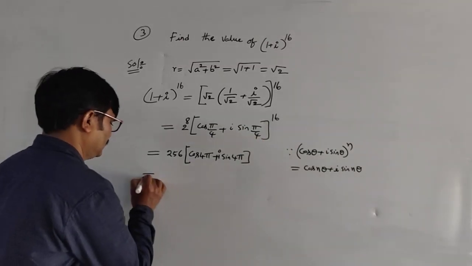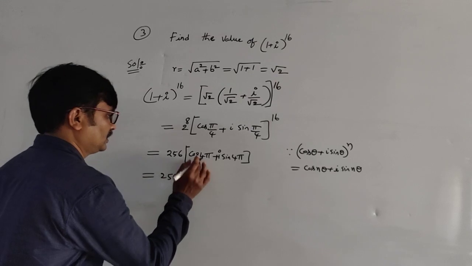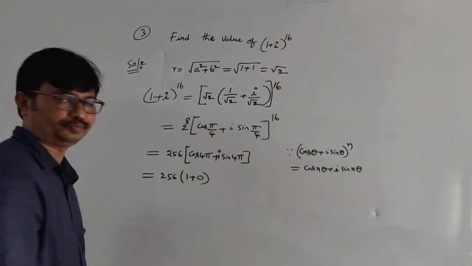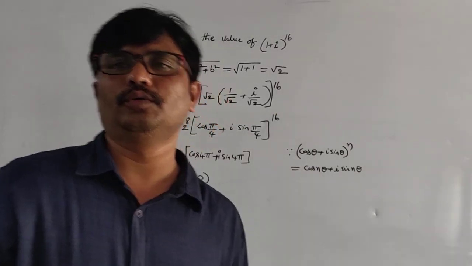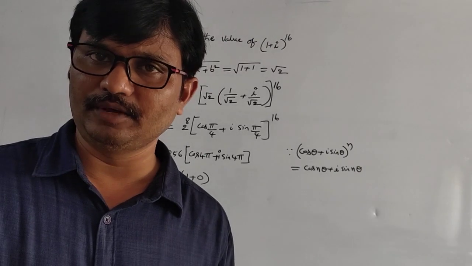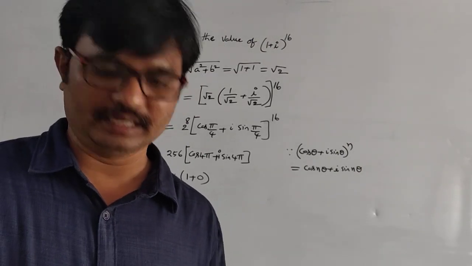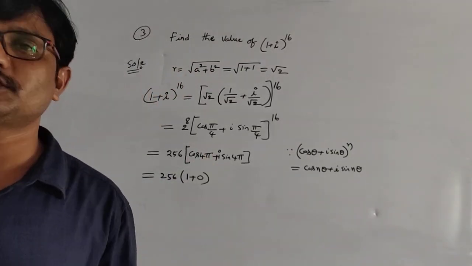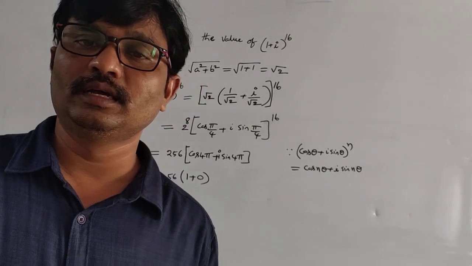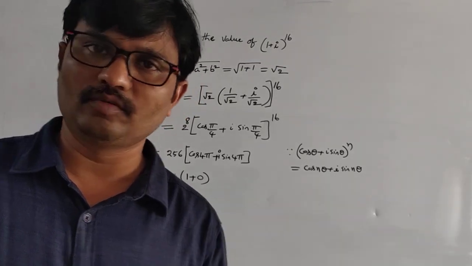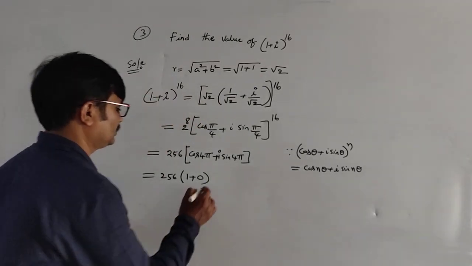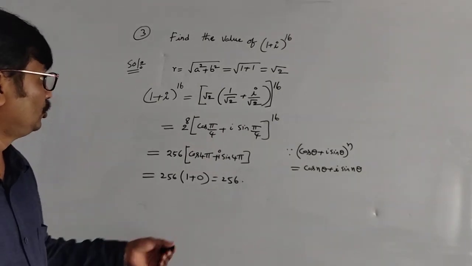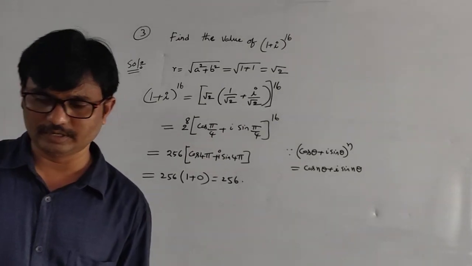So students, this is 256 times cos 4 pi plus I sin 4 pi. Cos of even pi is 1, sin n pi value is 0. We know that sin 0, sin pi, sin 2 pi, sin 3 pi, sin n pi, where n is an integer, is 0. But cos 0 is 1, cos pi is minus 1, cos 2 pi is 1; cos of even multiple of pi is 1, cos of odd multiple of pi is minus 1. So students, 256 is the answer. Write down students.